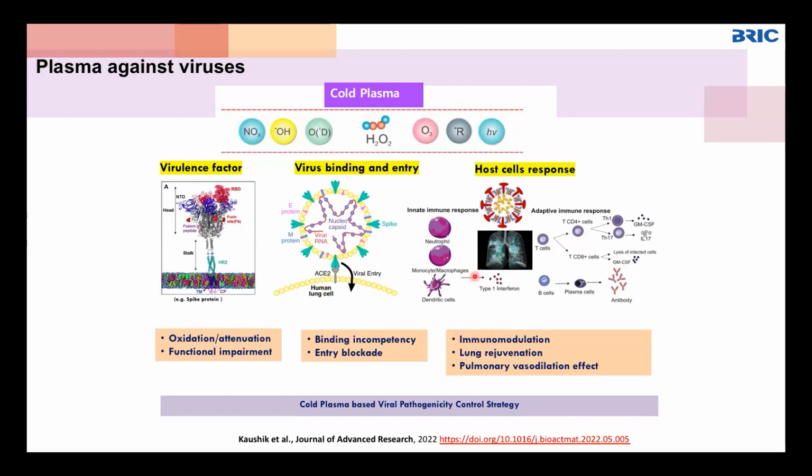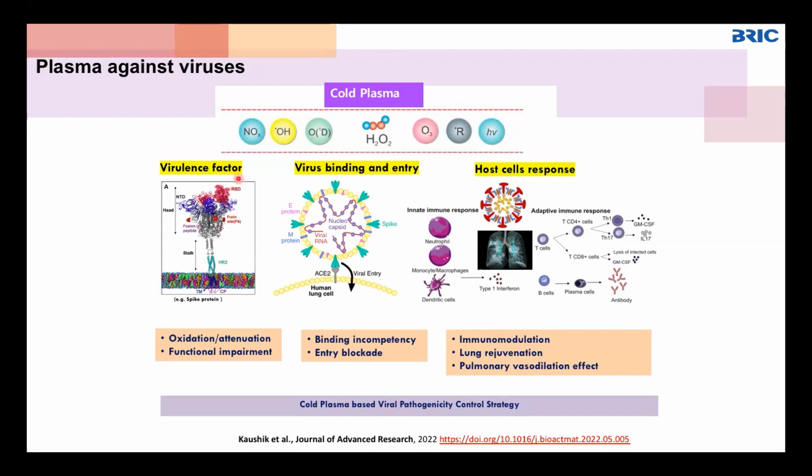And lung rejuvenation: can we rejuvenate those human host cells which are infected by the viruses or not? And we are also working on whether we can create vasodilation, because many people died in the coronavirus pandemic due to the blockage of blood vessels. So vasodilation was necessary at that time, but drugs are not very effective. If we can control these three topics, then we can control viral pathogenicity, and we can even control more dangerous viruses in the future by using plasma strategies.